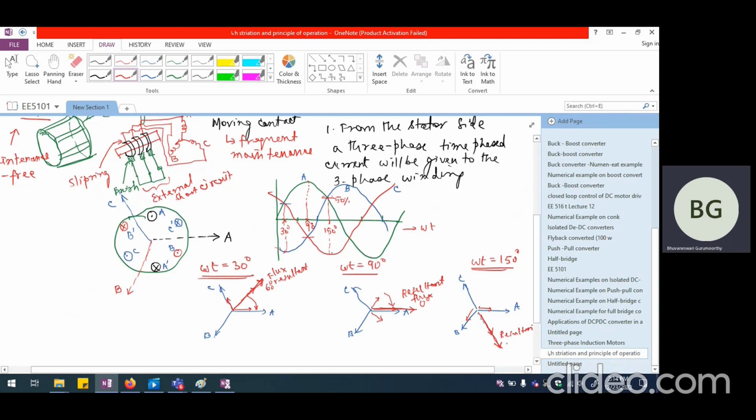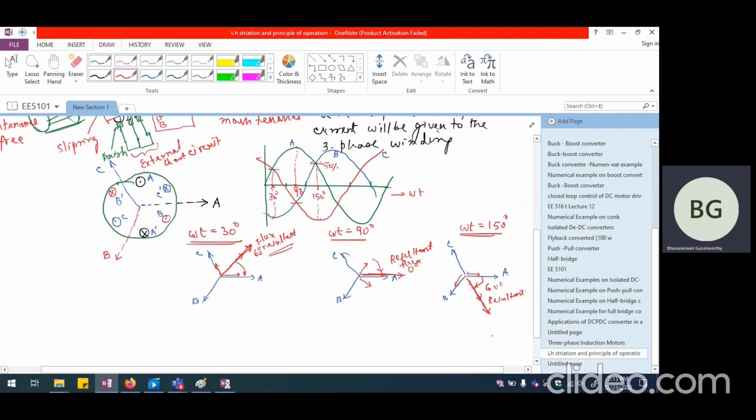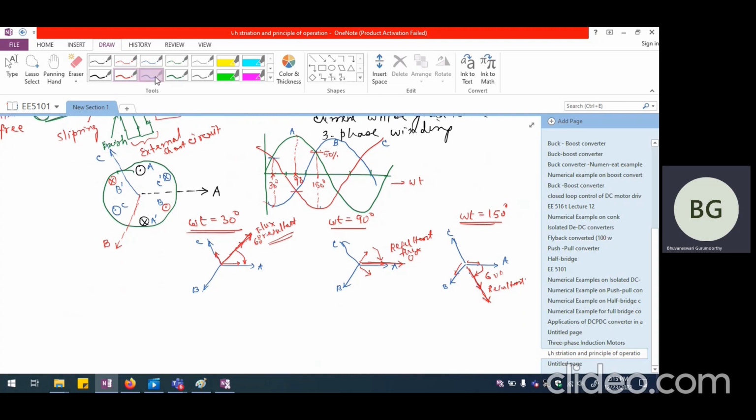Okay. So this is going to be the resultant along this direction. Now this is again shifted by another 60 degrees as compared to the previous position. So when the sinusoid has moved from 30 to 90 and 90 to 150, the resultant flux has rotated from plus 60 degrees to 0 degree, from 0 degree to minus 60 degrees. So it has rotated in the same manner, the same kind of displacement as that of our sinusoidal currents that we have applied.